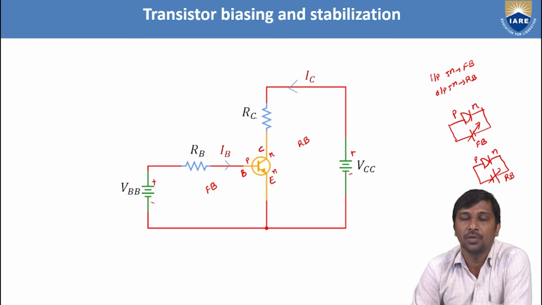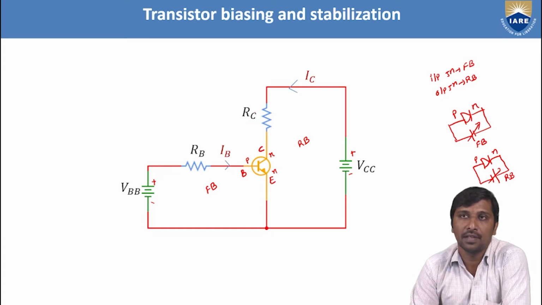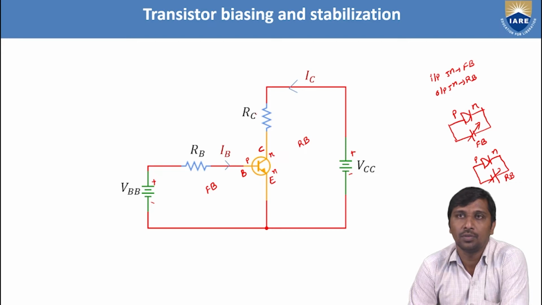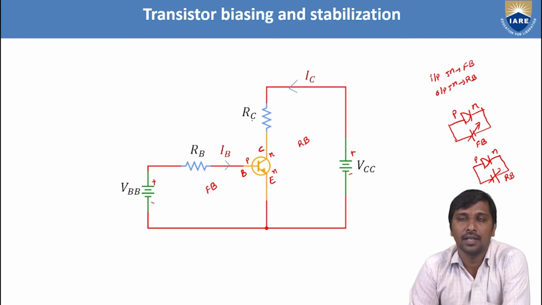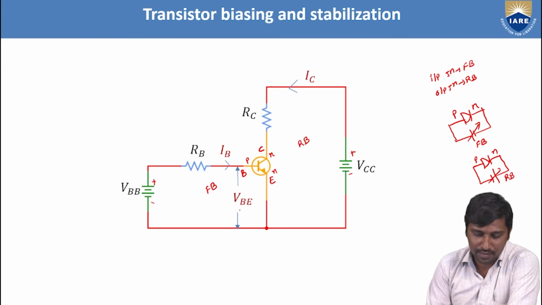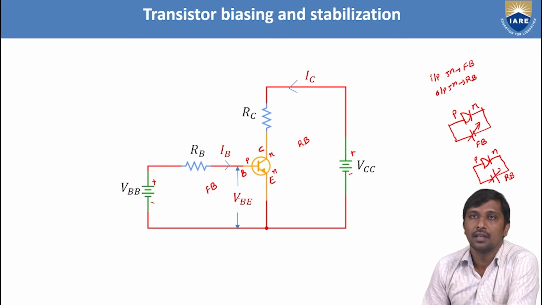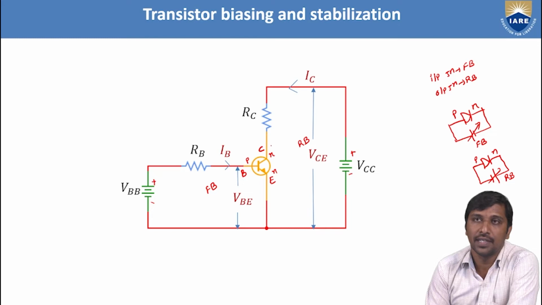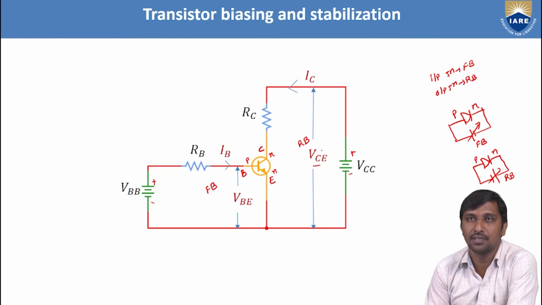So from this, now we need to determine a proper Q point. How are we going to identify a proper Q point? To determine this proper Q point, we need to do two analyses, a DC analysis as well as an AC analysis. That means we need to take the DC load line analysis and the AC load line analysis. And here this is represented as VBE, the potential difference between base and emitter. Similarly, the voltage between collector and emitter is represented as VCE.